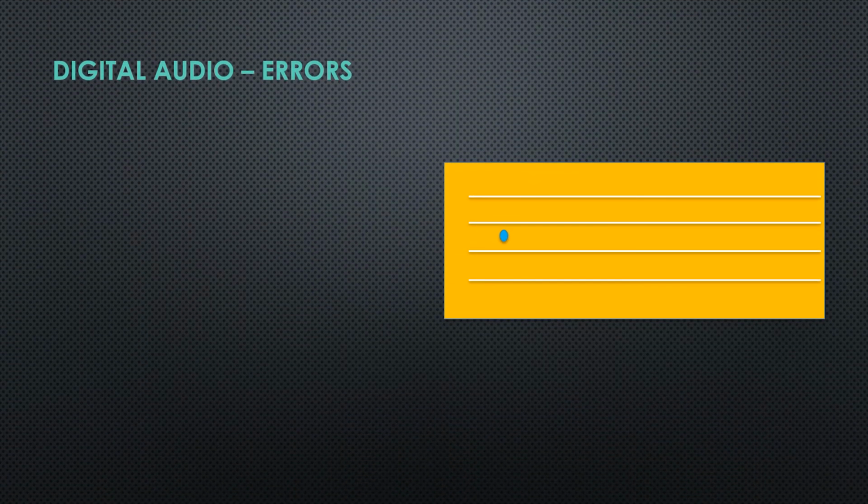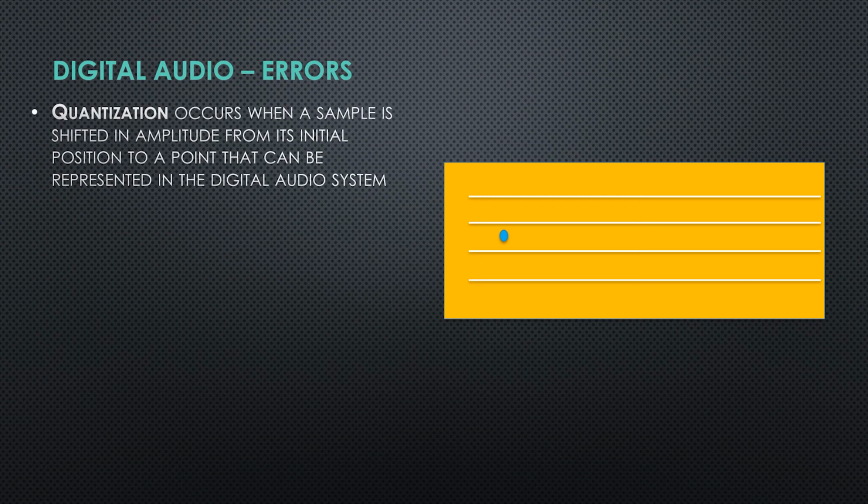One other type of error in the world of digital audio is what we call quantization, and this occurs when a sample is shifted in amplitude from its initial position to a point that can be represented in the digital audio system. So in this example on the right, we could think of those 4 lines as being possible bits within our bit depth, right? So I was saying in a 16-bit audio file, we have about 65,000 options to record amplitude. Let's pretend that those 4 lines are 4 of those 65,000 options.